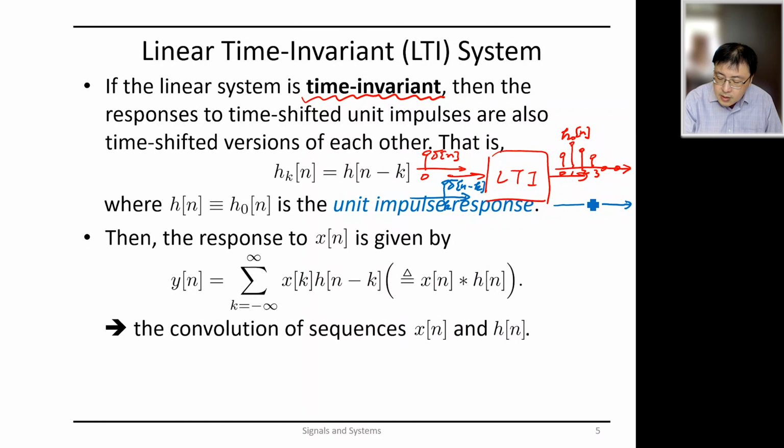OK, so for this delta n minus k, the output would look exactly the same as h sub 0 of n, but time shifted to time k. So suppose that this is k, then I would get something that looks like this.